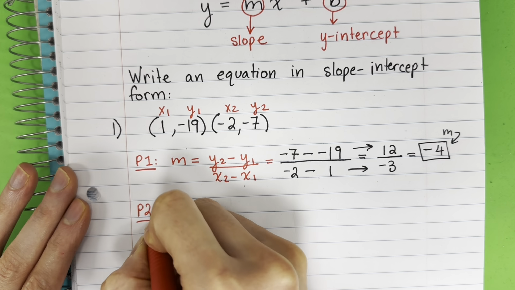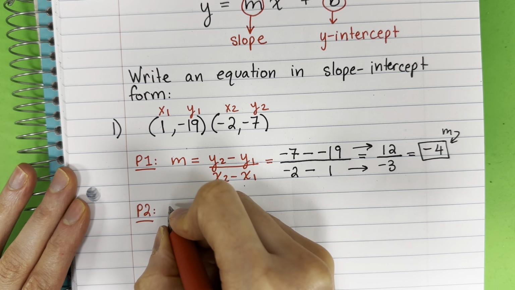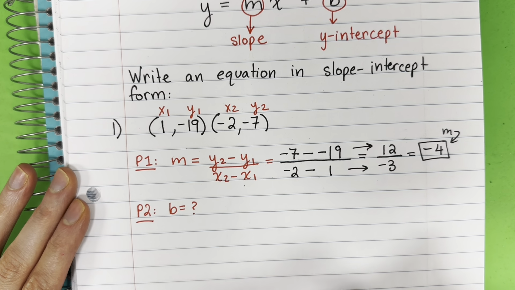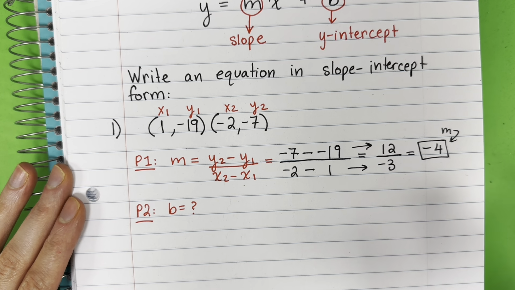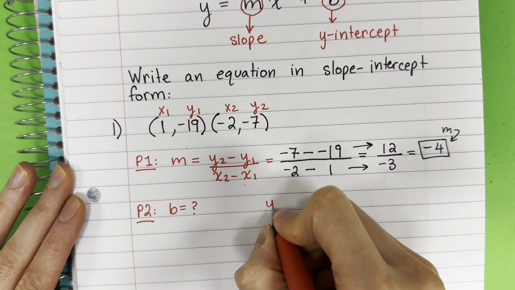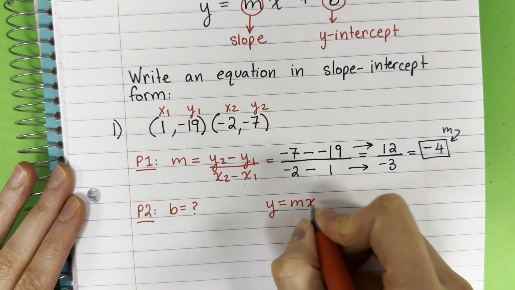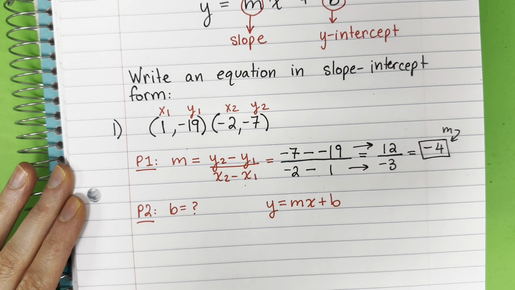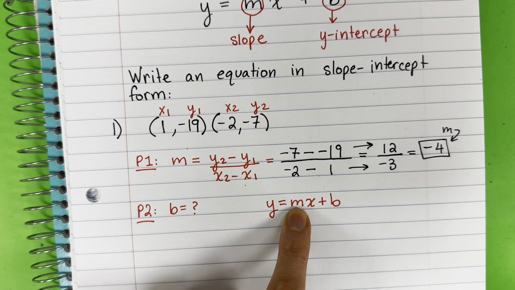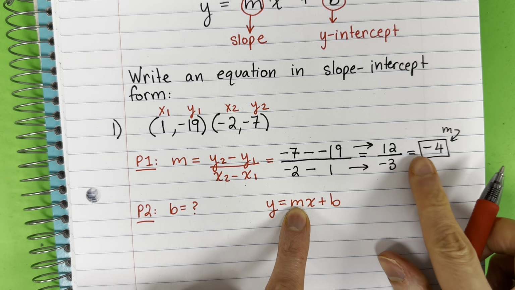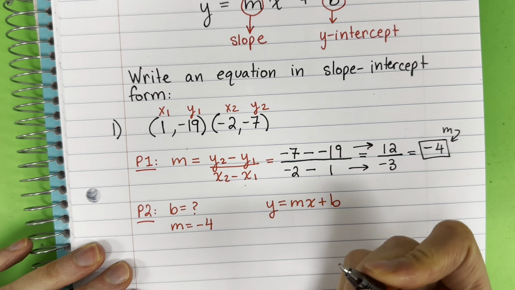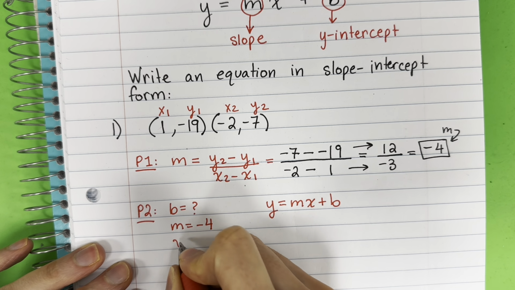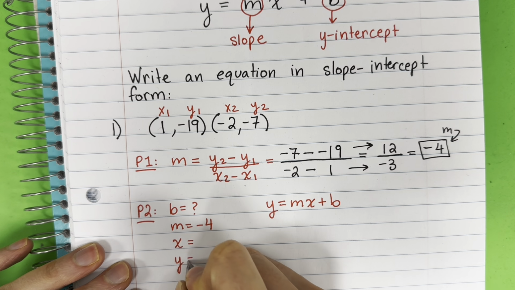Okay, part two. So I have my m. Now I need my b. I don't know what my b is, but I'm going to use the slope-intercept formula. So I'm going to use y equals mx plus b. I already have my m. M is -4. I'm going to go ahead and list it here. M equals -4, and then x and y. Now, I have an x and y.